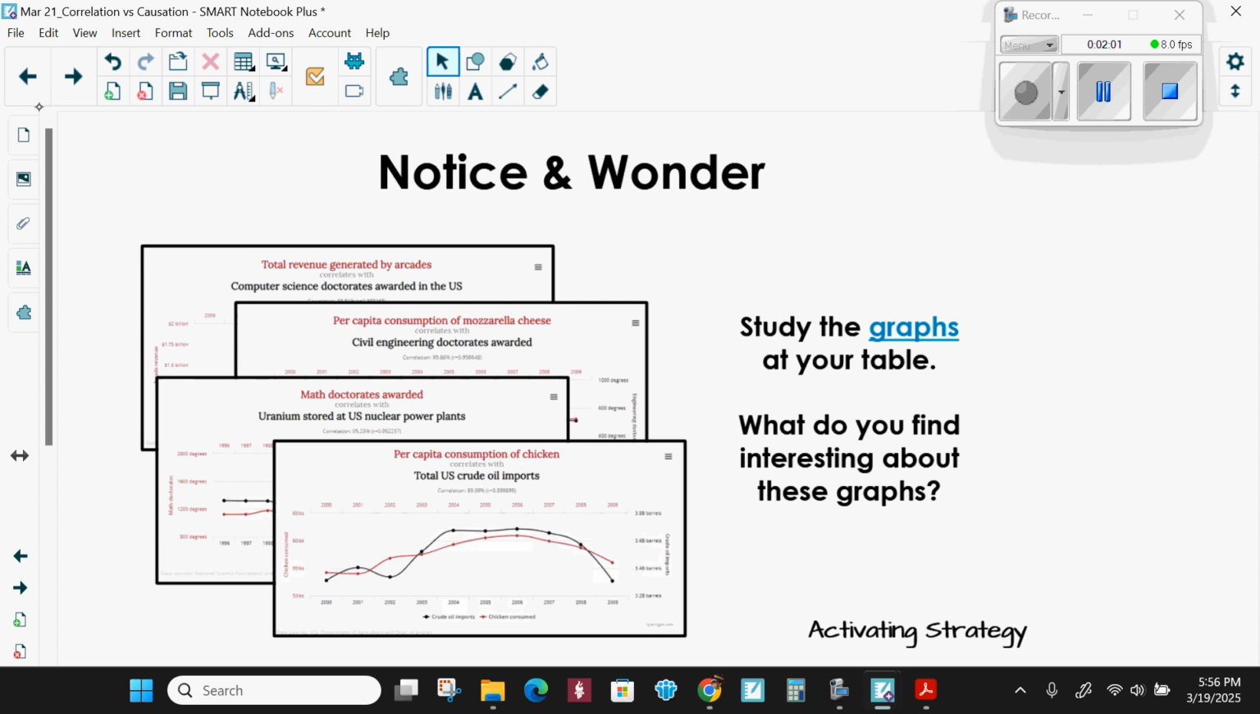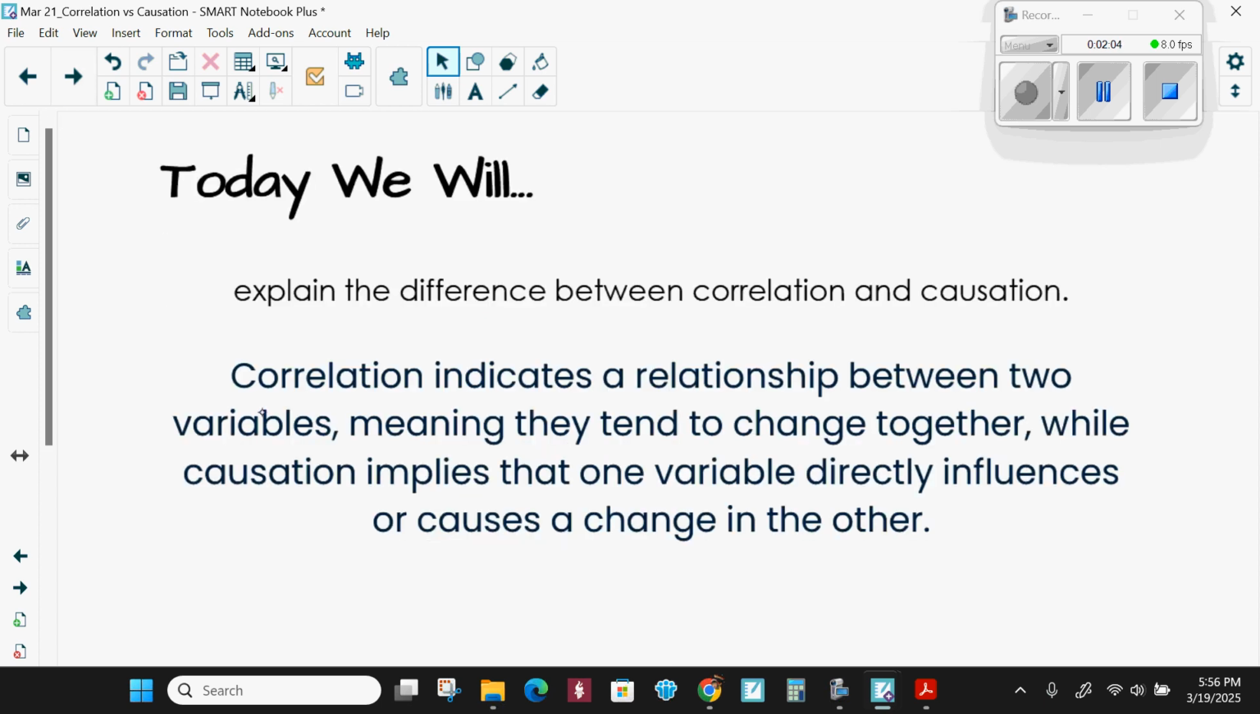Okay, so we're going to look at the difference between correlation and causation. Correlation indicates a relationship between two variables. Thus, the correlation coefficient tells you if there's a strong relationship or a weak relationship, meaning they tend to change together, while causation implies that one variable directly influences or causes change in the other. So ones we've done before, like the time you study and the score on your test, that is a direct causal impact. The more time you study, usually the better you do on your test.